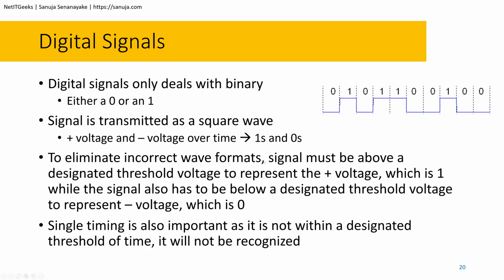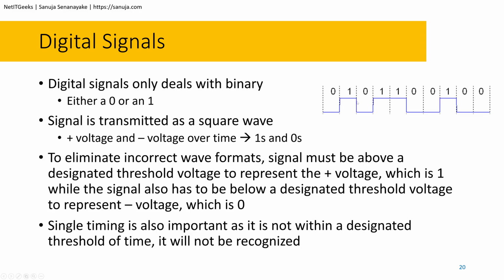To eliminate incorrect wave formats, the signal must be above a designated threshold voltage to represent a positive voltage, which is 1, while the signal also has to be below a designated threshold voltage to represent a negative voltage, which is a 0. So if the voltage is between 0 and 5, it will be considered as 0. But if it is just above 5, it's going to be considered as 1. And again, if it drops below 5 volts, it's going to be 0 again. Anything above 5 volts can be a 1 value. It could be 5 volts, 6 volts, 7 volts, 10 volts. It's still going to represent 1.